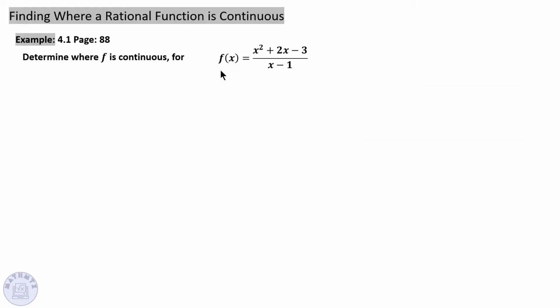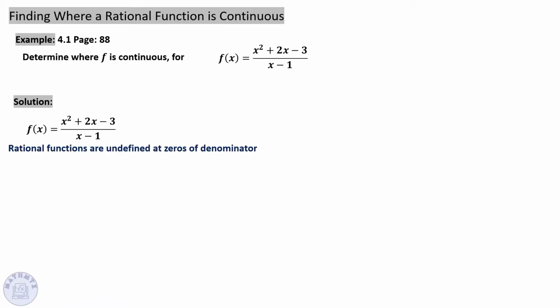So we have this function and we've been asked to determine where this function is continuous. Well, first of all, any rational function is continuous at all the domain except at the zeros of the bottom. So basically, rational functions are undefined at zeros of the denominator. If we took the bottom, set it to 0, we can see that x equals 1. So f of x is undefined at x equals 1, and therefore it's not continuous. Again, it's continuous where the function is defined.